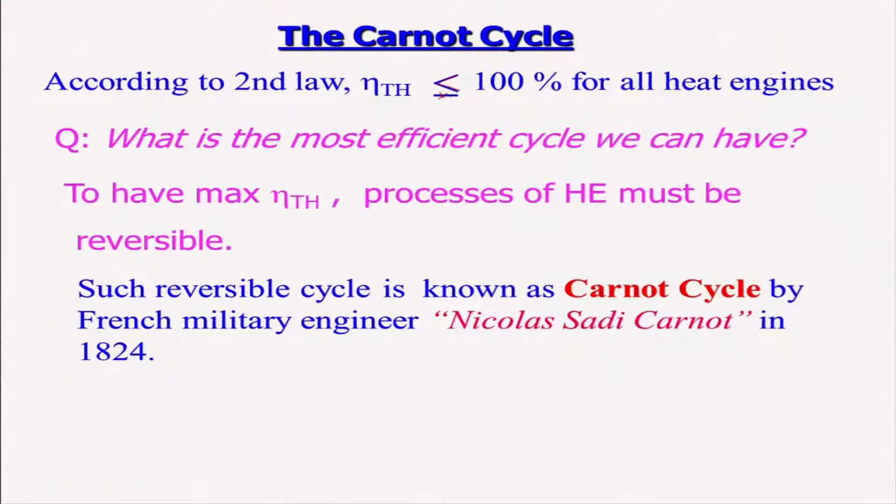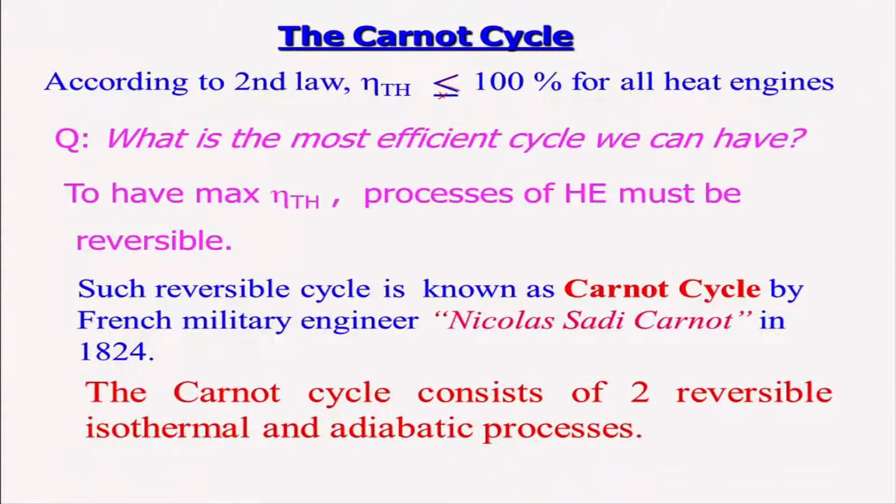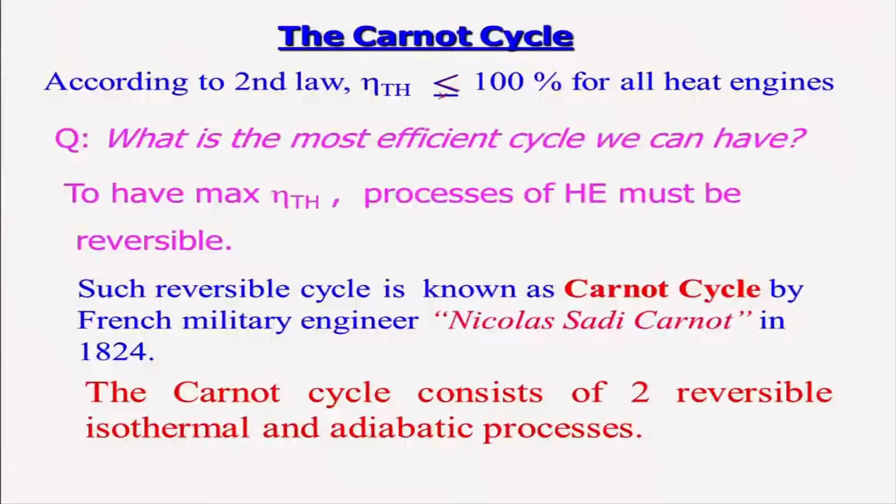who is considered to be the father of thermodynamics, and he proposed a thermodynamic cycle which is known as the Carnot cycle. This Carnot cycle consists of two reversible processes: one is an isothermal reversible process, the other is an adiabatic reversible process. Of course, to complete the cycle, you should have two reversible isothermal processes and two adiabatic processes. That means a total of 4 processes will be there.